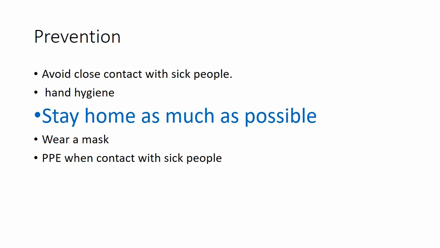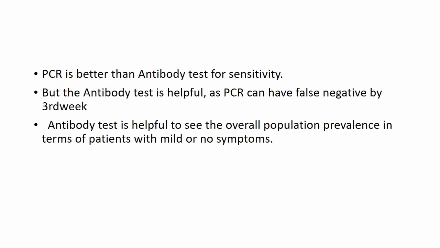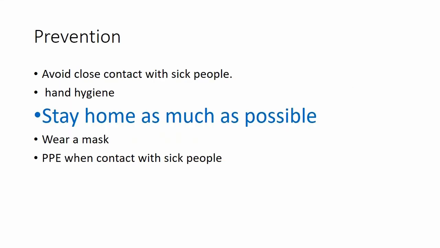How do we prevent contracting the virus? You should try to avoid close contacts with sick people, and it is a must to wear proper PPE or personal protection equipment when in contact with a sick person. Proper hand hygiene and wearing a mask is also mandatory. But the most important prevention method is staying home as much as possible.